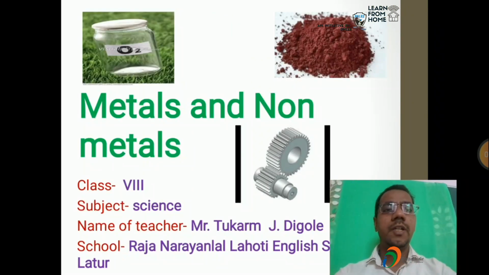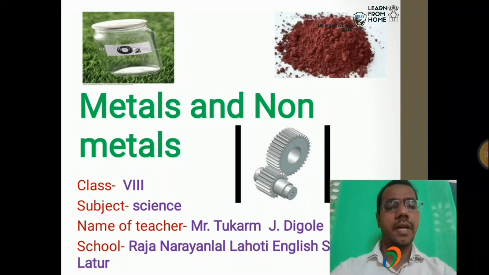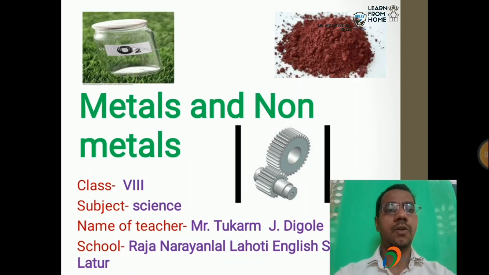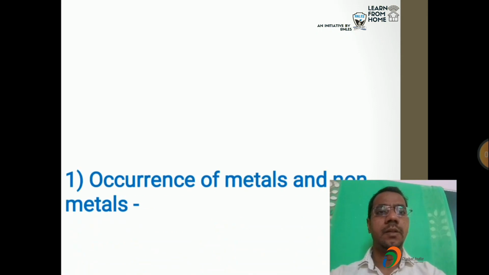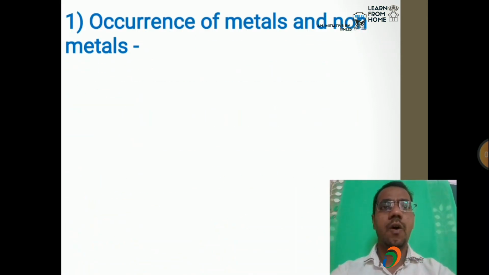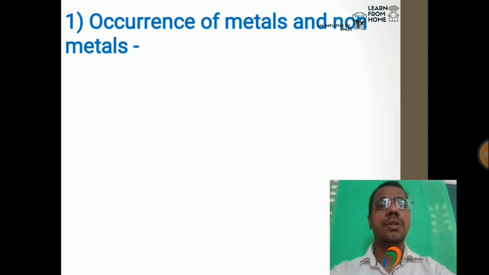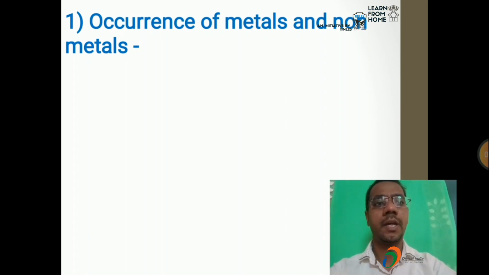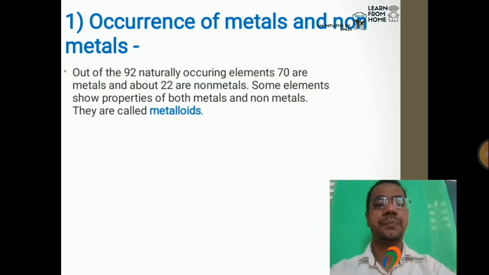Today we will discuss our next topic, metals and non-metals. Let's see what is meant by metals and non-metals, how they occur, and what is the exact position of the metals and non-metals in the periodic table. Okay, so first we will discuss the occurrence of the metals and the non-metals.